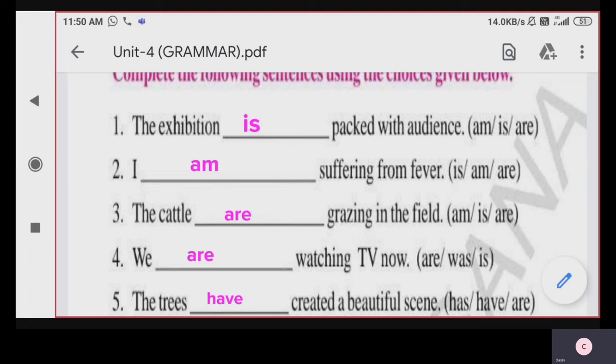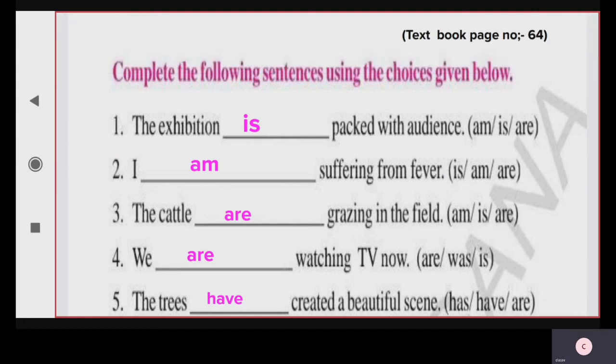Fourth one, we dash watching TV now. Are, was or is. Are. We are watching TV now. Fifth one, the trees dash created a beautiful scene. The trees have created a beautiful scene.